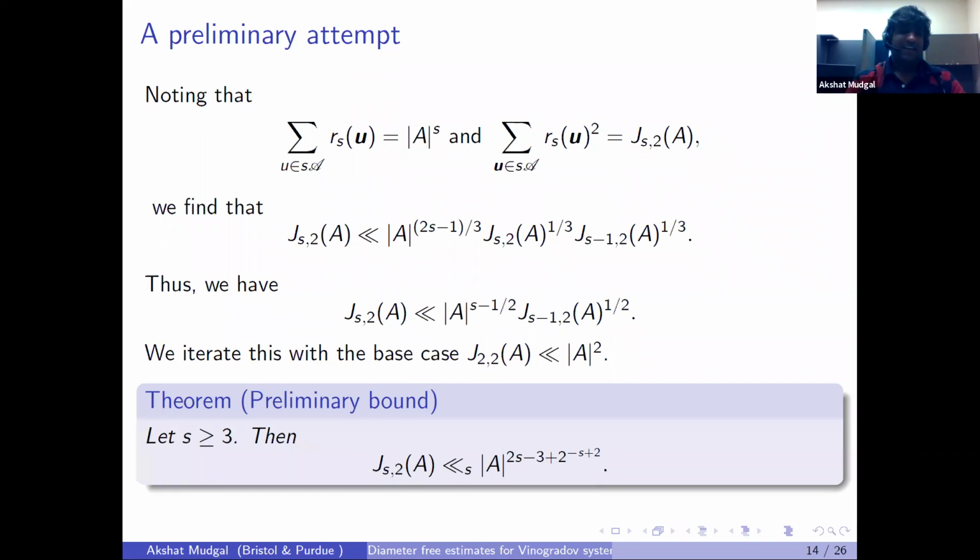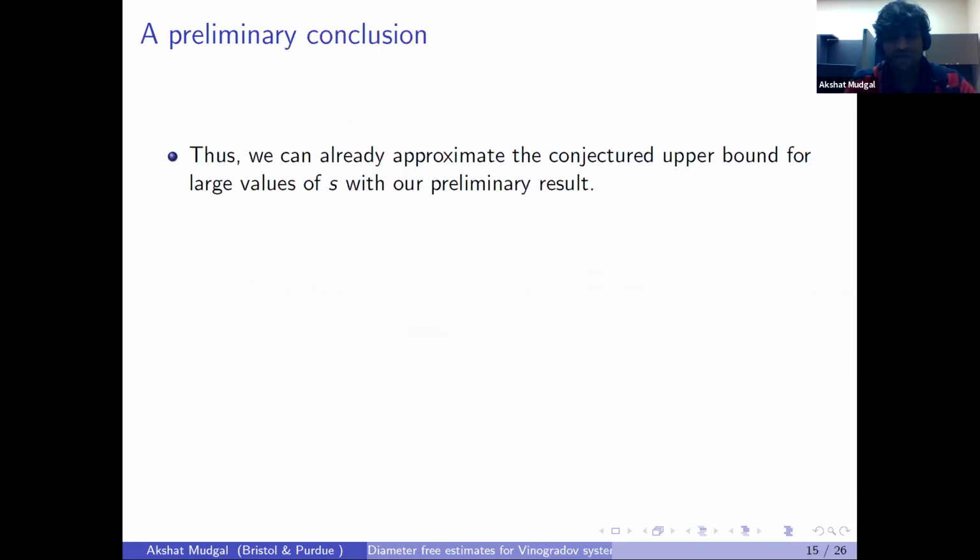So already using purely incidence geometry, I can get a nice result which approximates the conjectured upper bound with a nice decaying exponential factor. So that's kind of nice.